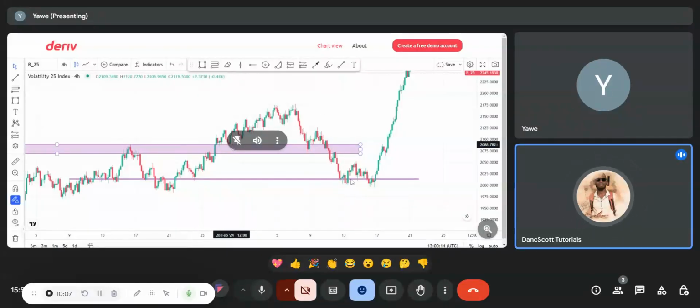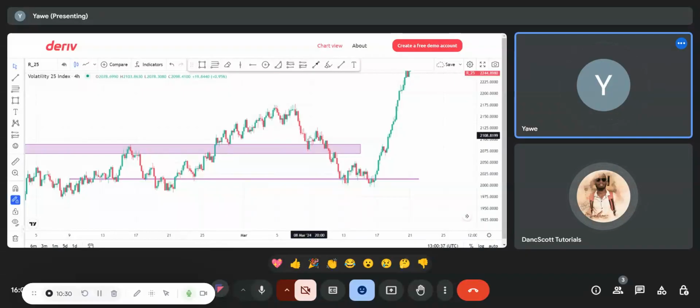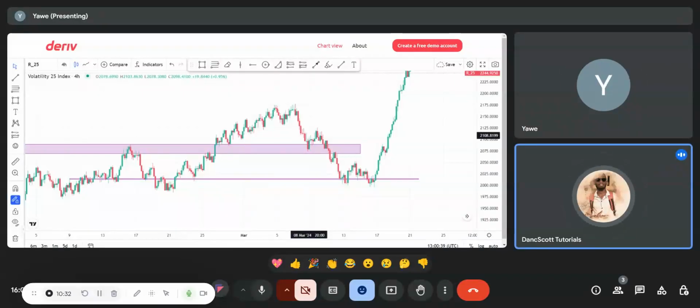Later it broke it. So once it broke it, you no longer want to use it, but if you want, you can still use it because it again reacted to it as a resistance, gave you some 8 hours of pullback, then later on broke it again to go into buys. That's how you just continue to analyze and read the chart.